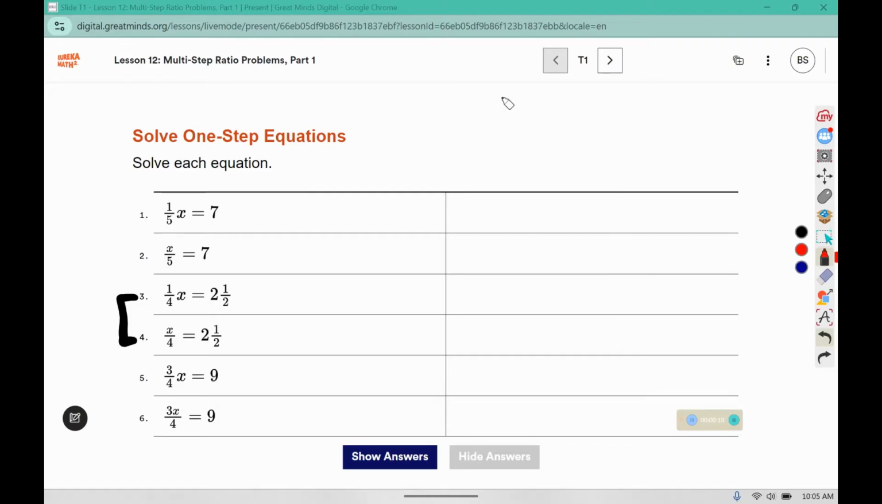So up here I have 1/4 x equals 2.5. I'm going to change that into an improper fraction. So 2 times 2 is 4, plus the 1 on top gives us 5/2. And I have 1/4 x. What's happening is the x is being multiplied by 1/4. So if I'm trying to solve for x, I have to undo that. And to undo multiplication, we divide.